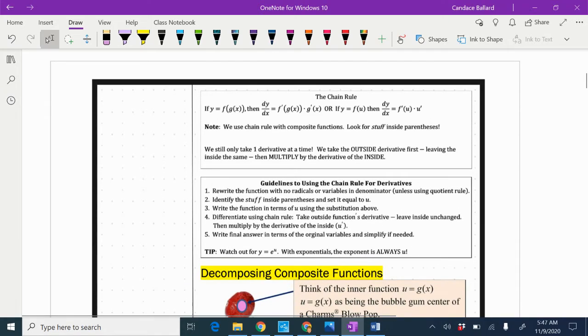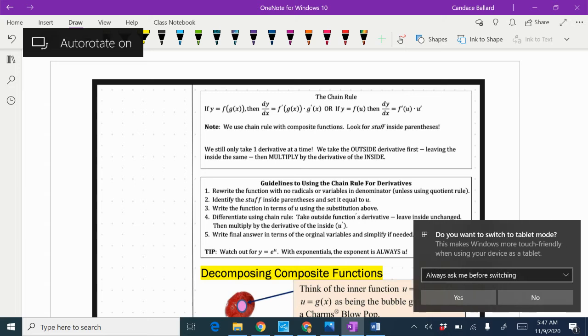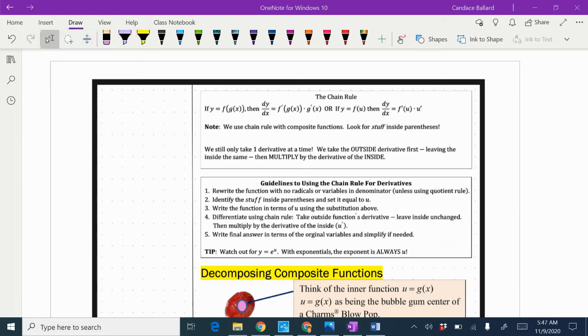We're going to continue topic 3.1, the chain rule. So this is the official chain rule theorem. What happens with the chain rule is we have an inside function and an outside function. If we're given that y equals f of g of x, then the derivative of y with respect to x is the derivative of the outside function, leave the inside function alone, times the derivative of the inside function.